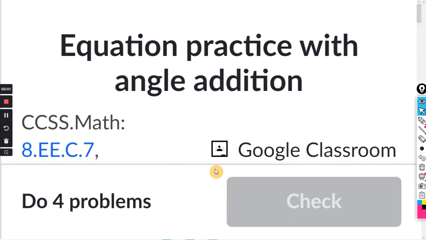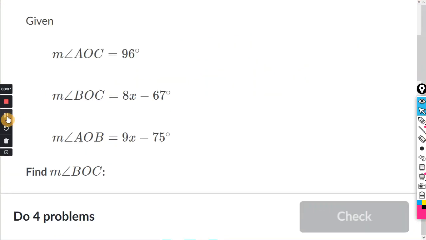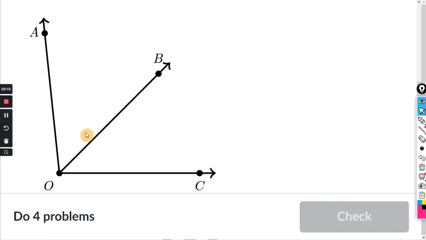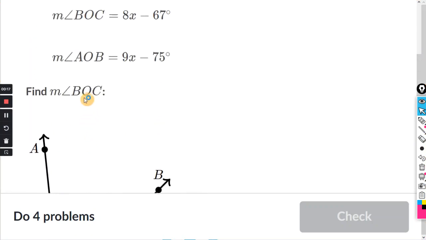This will be for the exercise, equation practice with angle addition. So for each angle, they either give us a number or an algebra expression. All right, I'm going to label each angle.